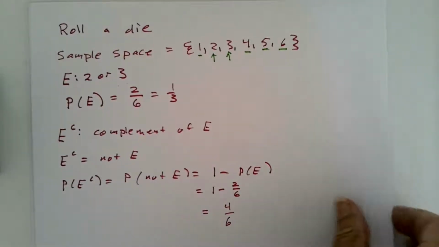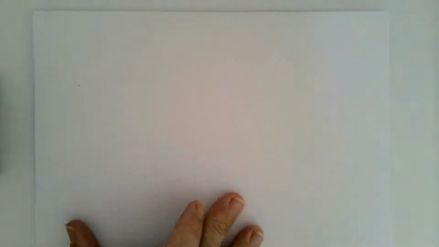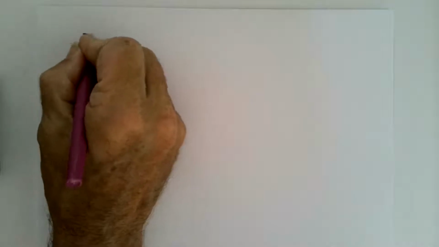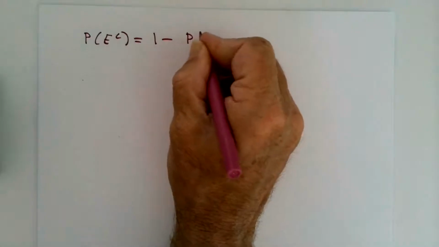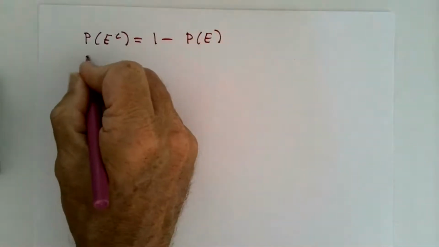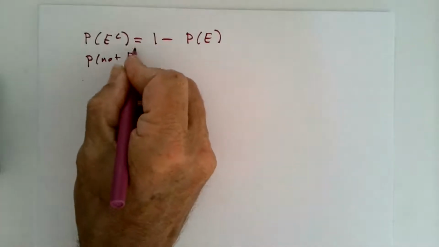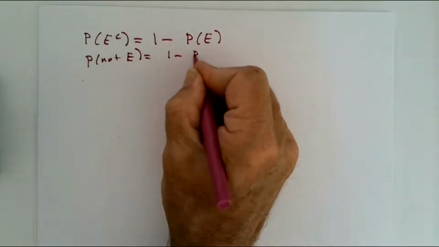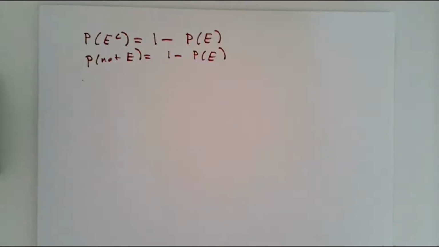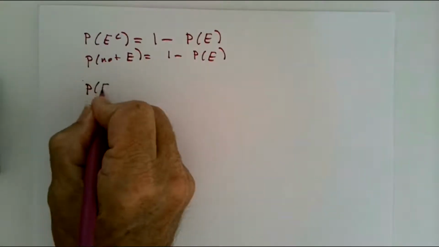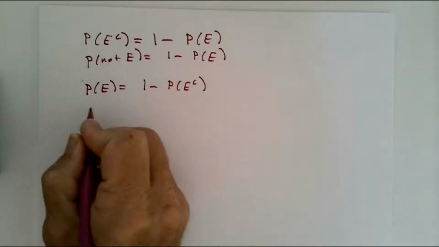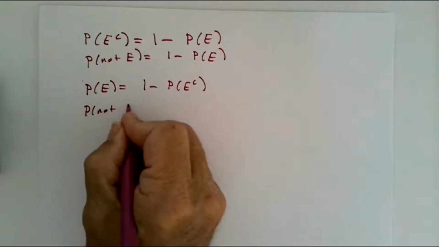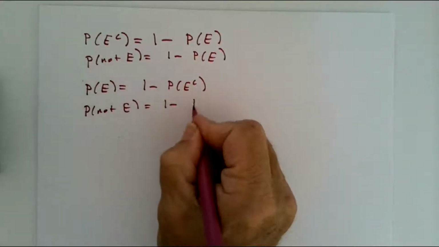We can formalize these things, so let's go ahead and write them down. The probability of E complement is 1 minus the probability of E. Or equivalently with the other notation, the probability of not E, the probability E doesn't happen, is 1 minus the probability of E. But we can also switch it up, and say the probability of E is 1 minus the probability of E complement, or if you like, 1 minus the probability of not E.